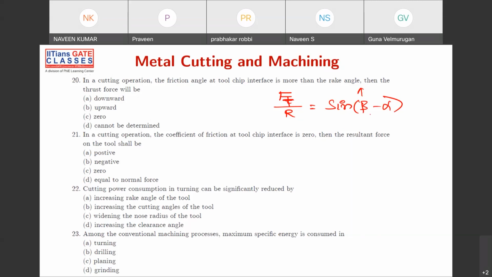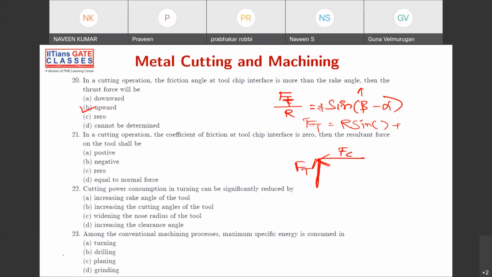Okay, so then the thrust force will be, this is the cutting force, this is the thrust force. And if beta is increasing, then this is positive only. So FT is equal to sine of some value which is positive. Obviously it will be. Is it not upwards? It is upwards. Why is it downwards? Anyone? Rishikesh, what led you to the answer? This is FC. This is FT. It is upwards only, no? Yes, it is upwards.